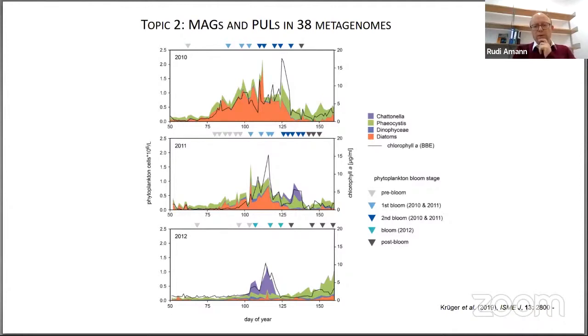We now look into metagenomes. The years 2010, 11, 12 were different with respect to the type of algal bloom. You see the types of phytoplankton that we detected. You see that we then tried to do big metagenome sequencing. In 2010, 11, 12, overall 38 samples, some of them pre-bloom, most of them in the bloom, some post-bloom. In some years, we don't have a single bloom, but a first and a second bloom. So we tried to be in the blooms and past the blooms.